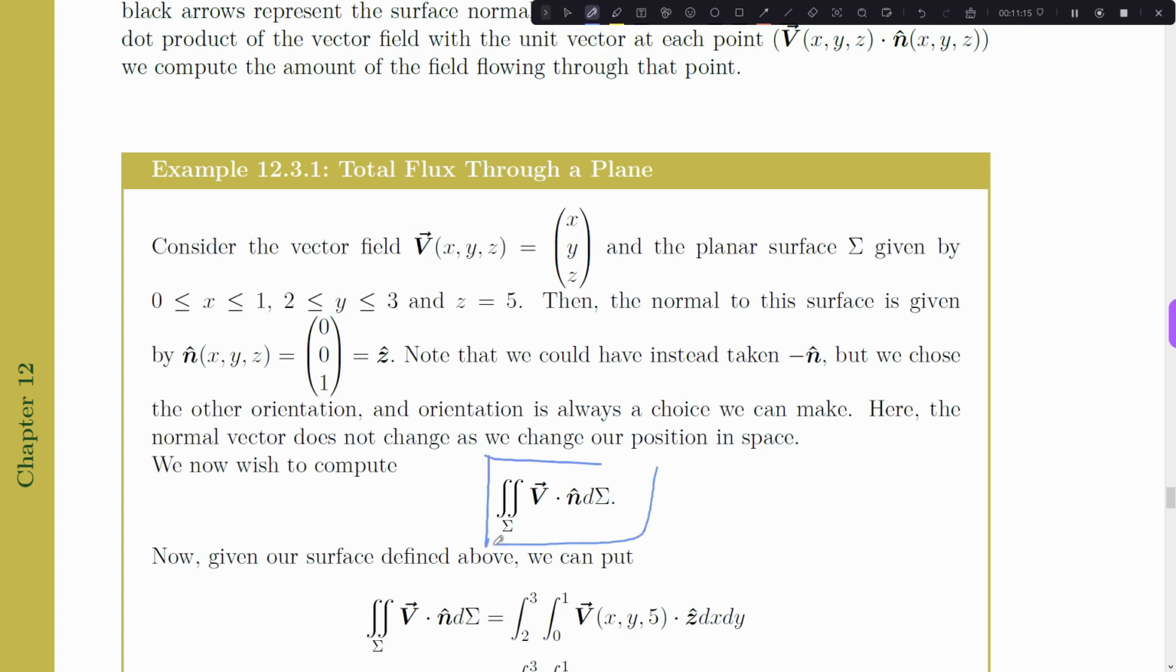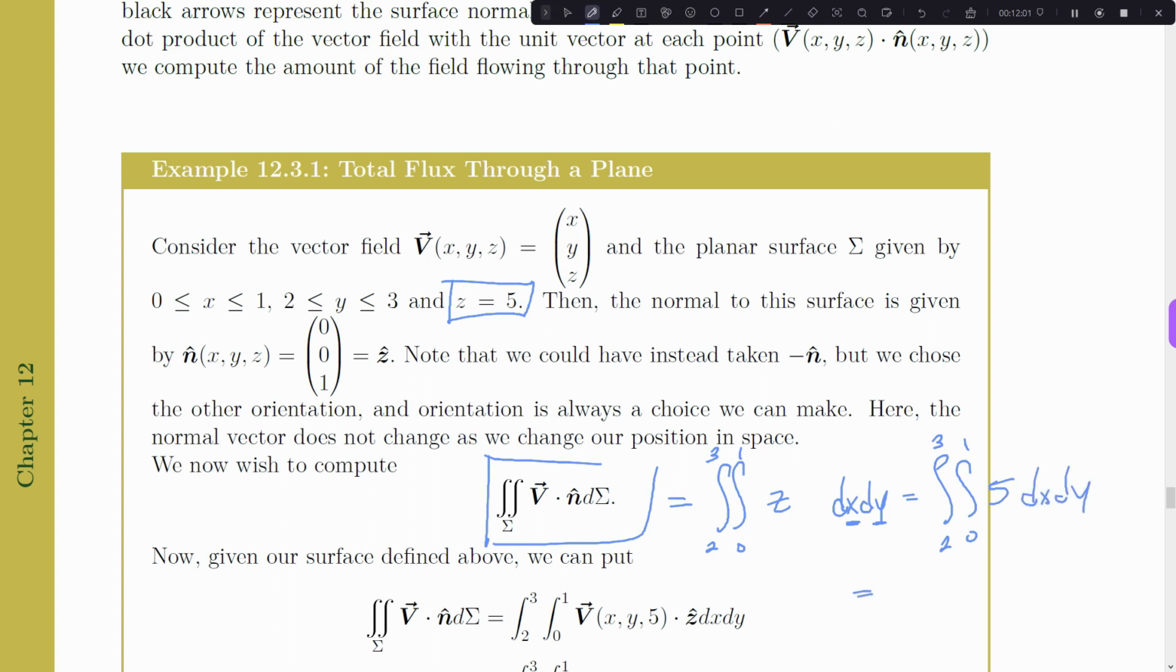So if I translate, this is equal to the integral over the region. The region is in x and y. In the x direction, my region goes from 0 to 1. In the y direction, my region goes from 2 to 3. V dot n, we had decided already, was z. Now, in particular, what is z within the region? Keep that in mind, z is just equal to 5. So that's where the example is finding z equals 5 here, dx dy.